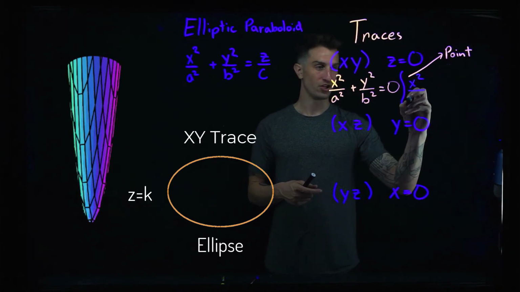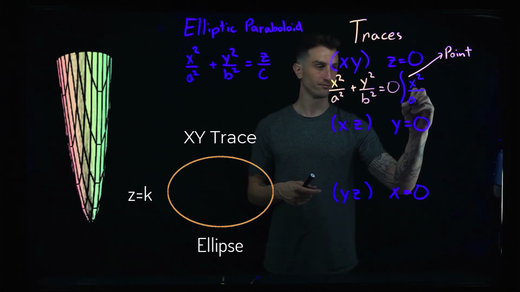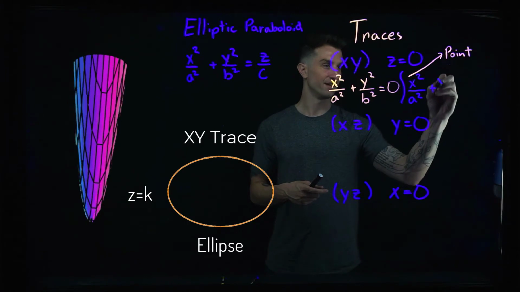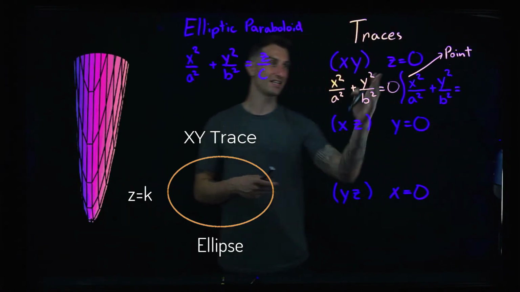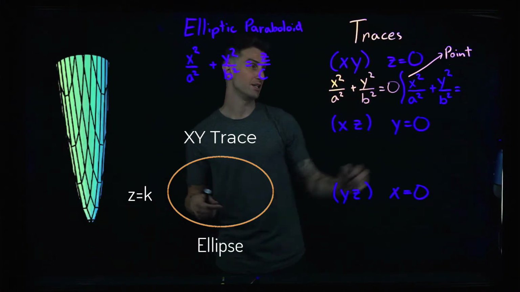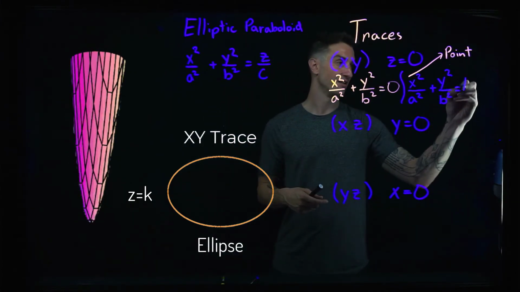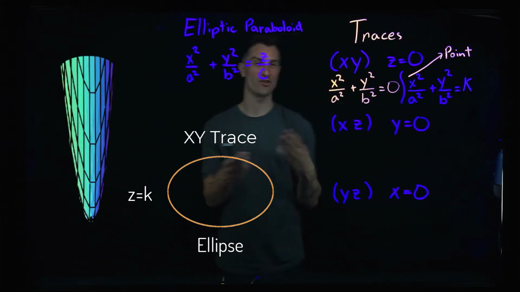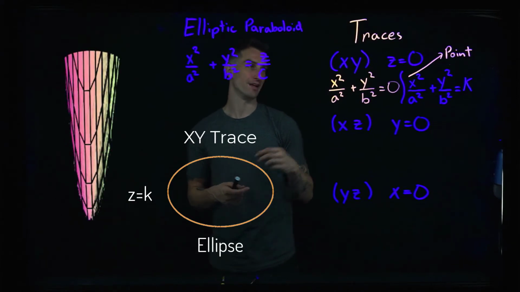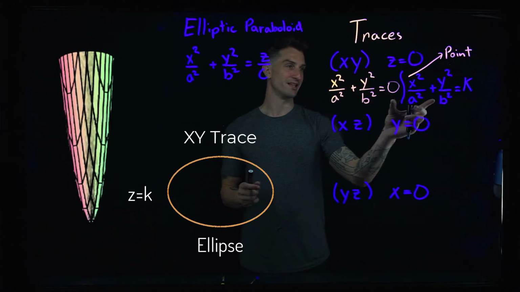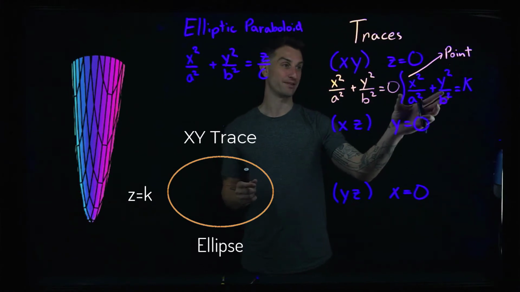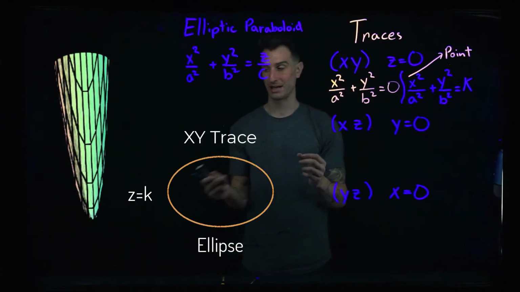So the question is, if we have this, and we'll just say z is going to be some value over c. So we'll just call this k. K is just some random constant number divided by c. So it's fine. Well, think about what this is. This is the equation of an ellipse, right? So in our xy plane, you'll see this here.